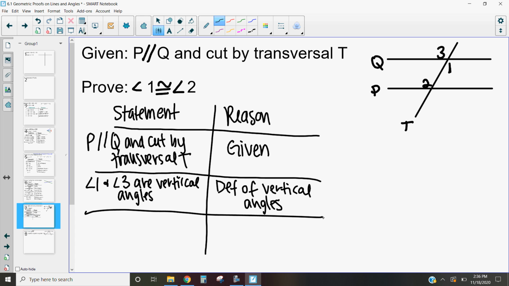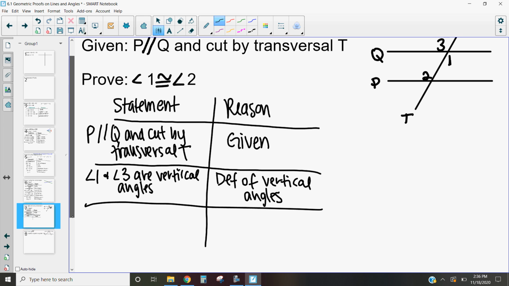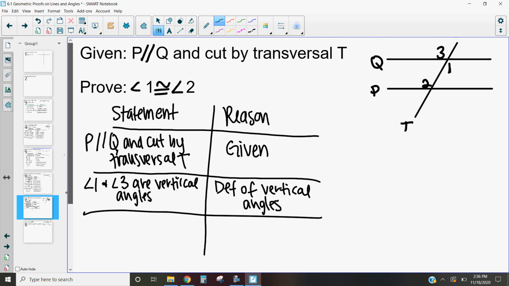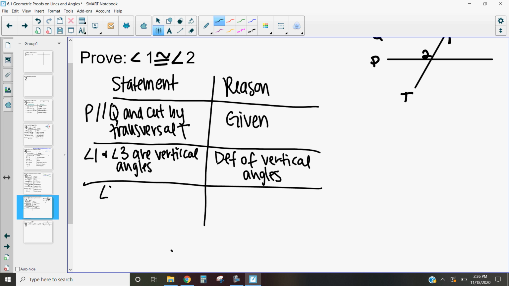Perfect. Now, our next part that we know is because they're vertical angles, we also know that angle 1 and angle 3 are congruent to each other. And that is by the vertical angles theorem. And we just proved that in the previous video, which is why it's so important that we learn these so then we can use them. So we've proven that the vertical angles theorem is true.